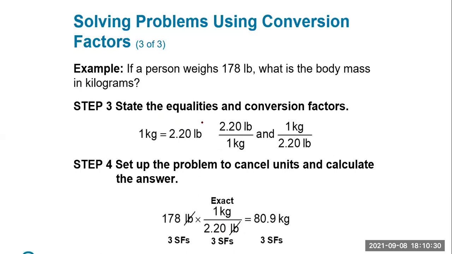So I'm sorry, that's backwards. 2.2 pounds in a kilogram. We would look up our equality here. We would get our 2 conversion factors from it.